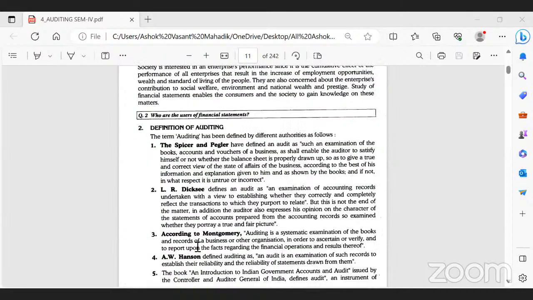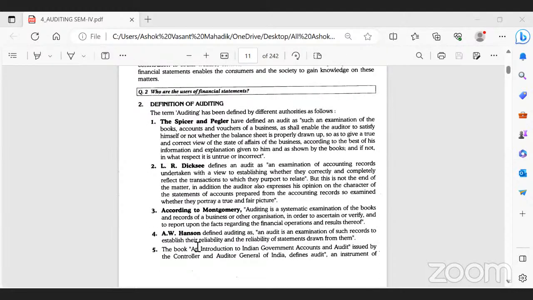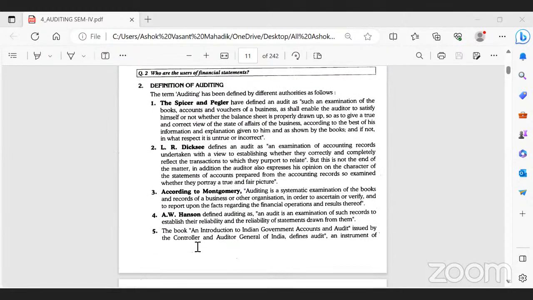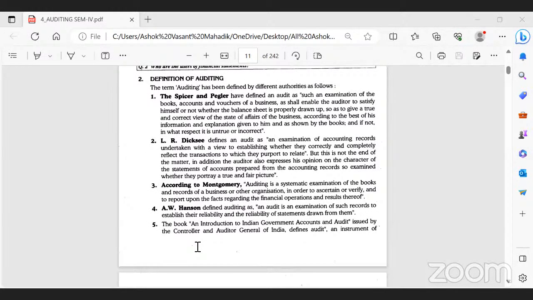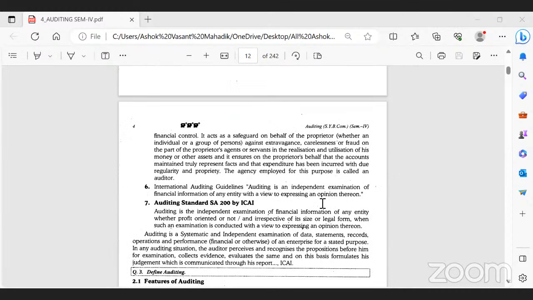Now, whenever you get any question, I suggest that you start your answer with the definition of auditing. There are various definitions available. You can choose the definition given by A.W. Hansen. He has defined auditing as, an auditing is an examination of such records to establish their reliability and the reliability of statements drawn from there. So it is very important that you start your answer with one of the definitions.